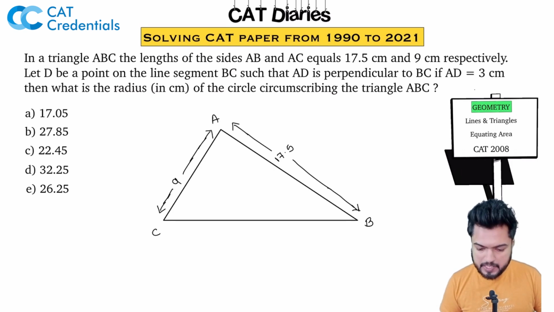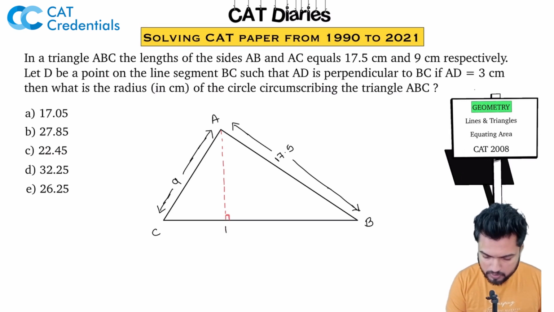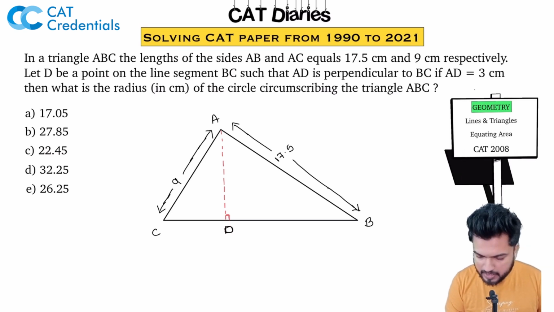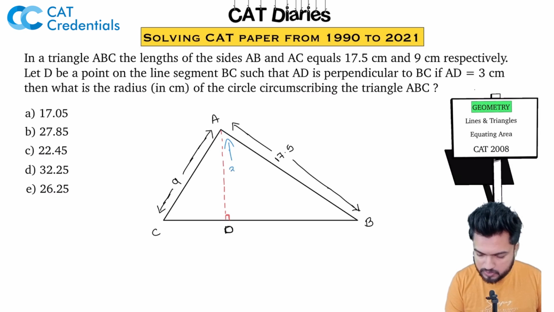Let D be a point on the line segment BC such that AD is perpendicular to BC. So AD is perpendicular to BC means from A, I will have to draw a perpendicular on BC and put this point as D such that AD is perpendicular to BC. Okay, so that is a condition that I have till now. If AD equals 3, so this length is also given to me as 3. So AD equals 3.